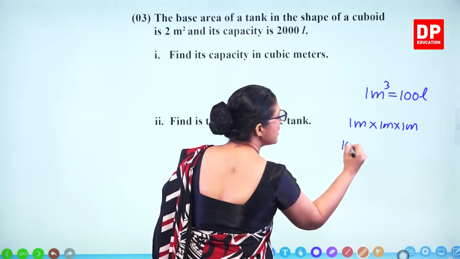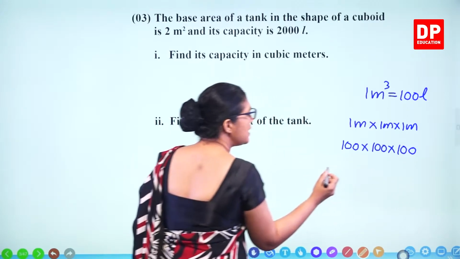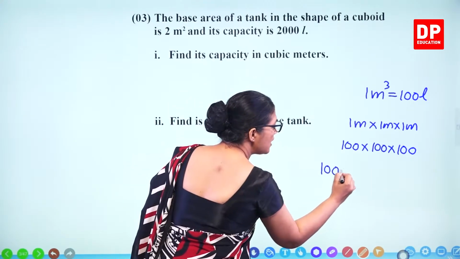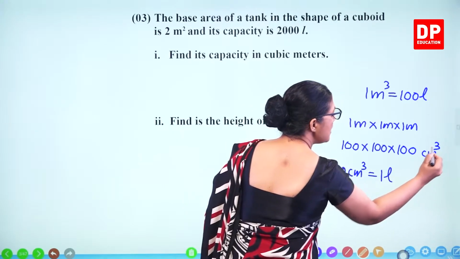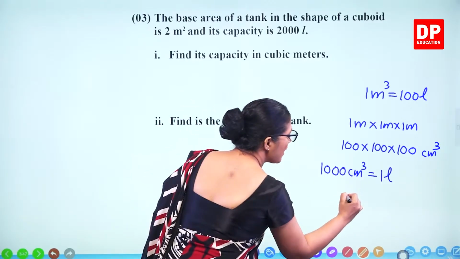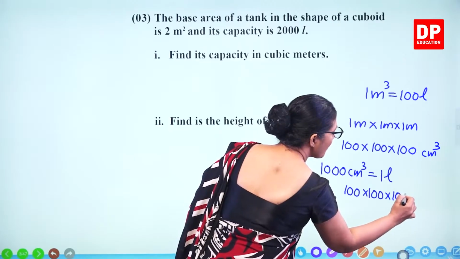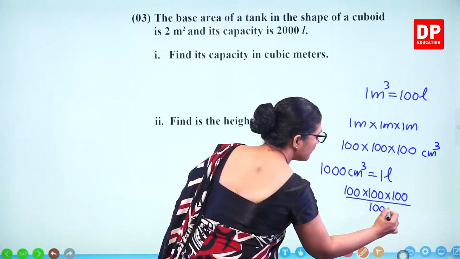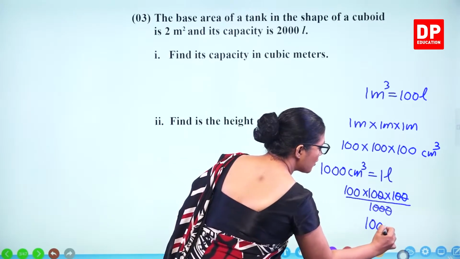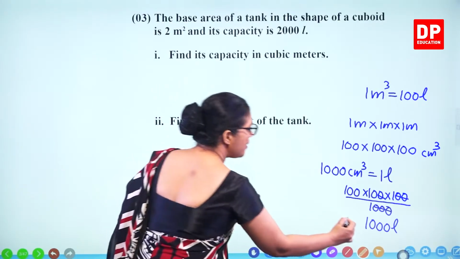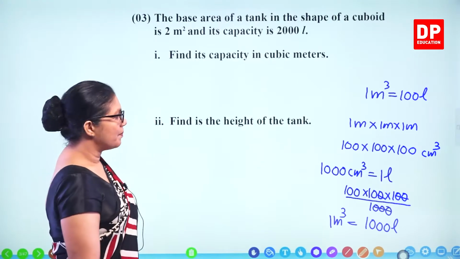Then convert to centimeters. Multiply by 100 each 1 meter. And then we know 1000 cubic centimeters is 1 liter. So this is in cubic centimeters. When you divide this by 1000, you get number of liters. 3 zeros. And you get 1000 liters. So 1000 liters is 1 cubic meter. So remember the relationship.